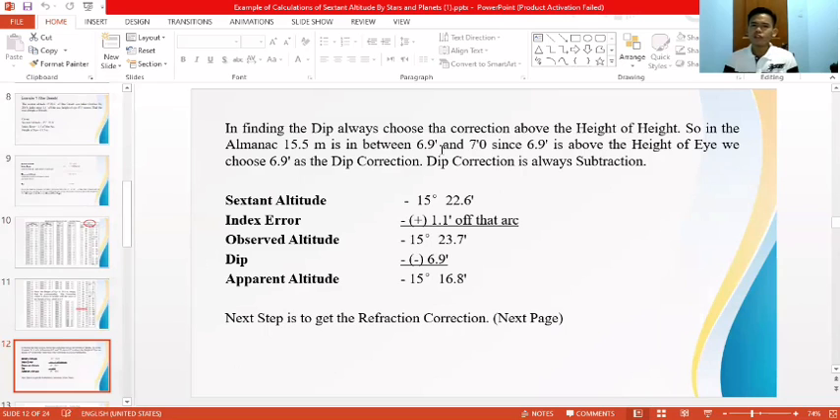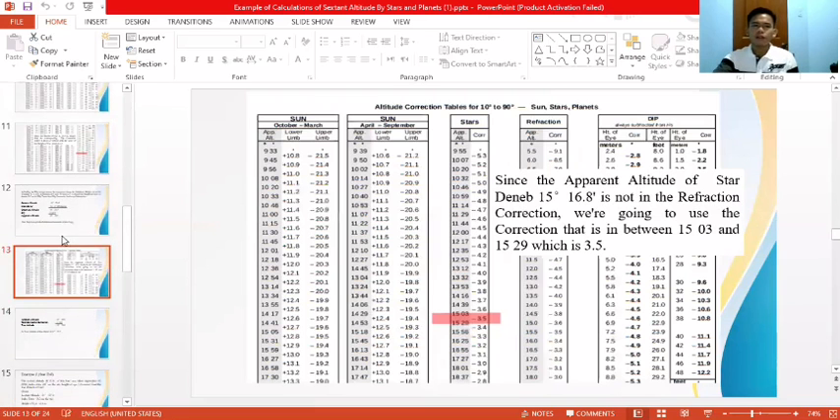Sextant altitude 15 degrees 32.6 minutes, and add the index error 1.1 minutes of the arc. Then the observed altitude is 15 degrees 23.7 minutes. Then the observed altitude is subtracted by the dip, which is 6.9 minutes, and the result is our apparent altitude, which is 15 degrees 16.8 minutes. And the next step is to get the refraction correction. I'm going to proceed to the next page.